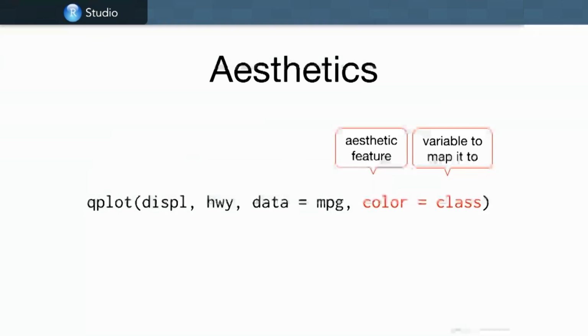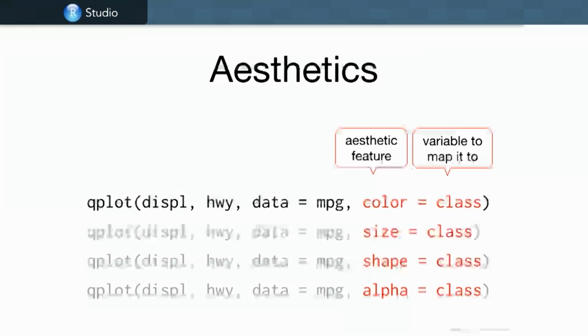If you want to use an aesthetic in your qplot, then you could do so by adding an extra argument. The argument should start with the name of the aesthetic that you want to manipulate, such as color, shape, size, and then it should be set equal to a variable in the data set. And what qplot will do is it will map that aesthetic to the values of that variable. In this case, I'm going to map color to class. But you could also map size to class, shape to class, alpha to class. Alpha is a term that refers to transparency. So if you mapped alpha to class, different classes would be transparent to different degrees.